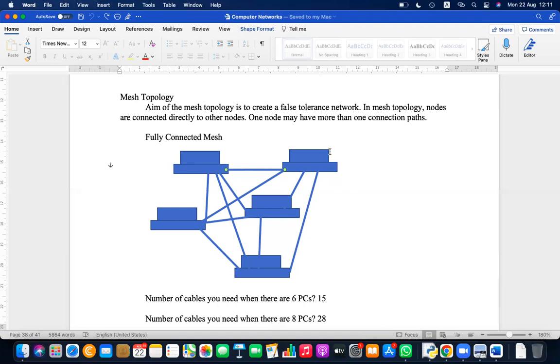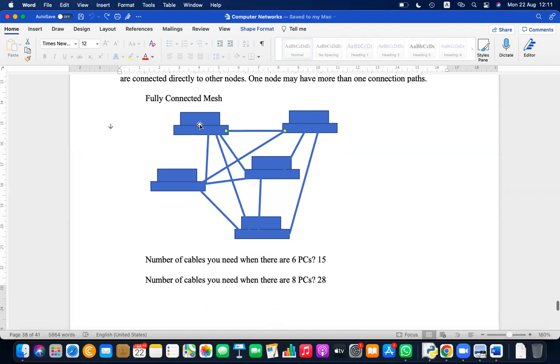So that is this fault tolerance network, this mesh network. Actually, you can calculate the number of lines needed. If there are 6 pieces, there will be 15 lines. If there are 8 pieces, there will be 28 lines. How can we calculate?